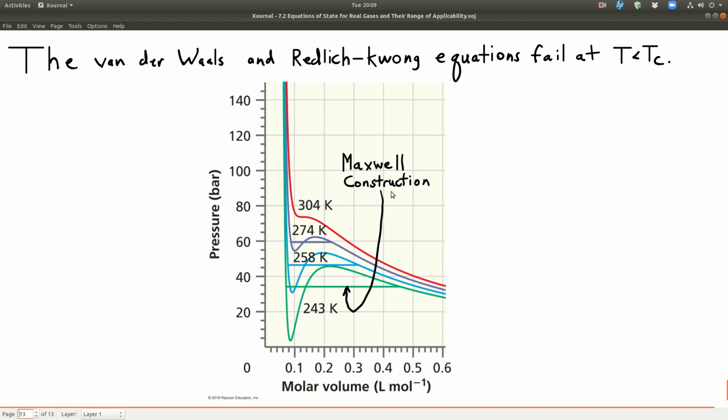But above the critical temperature, we get good behavior. So these Maxwell constructions, the way you make that is you make the area above the straight line and the area below equal. That's how you figure out where to draw it. And this gives good qualitative agreement with experimental behavior, but not so good quantitatively. But it's definitely a step in the right direction.